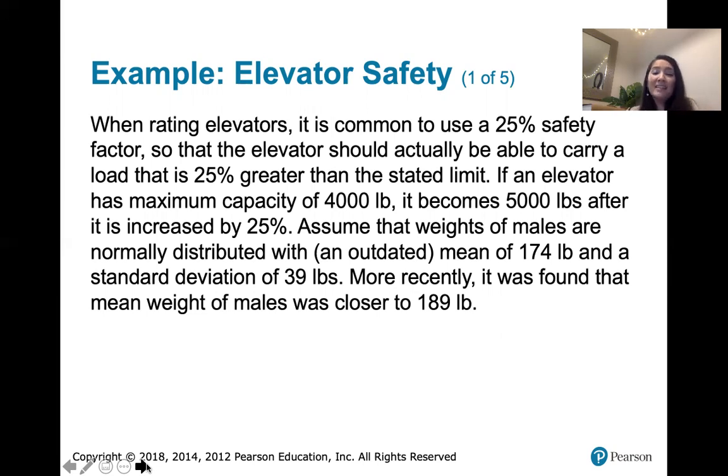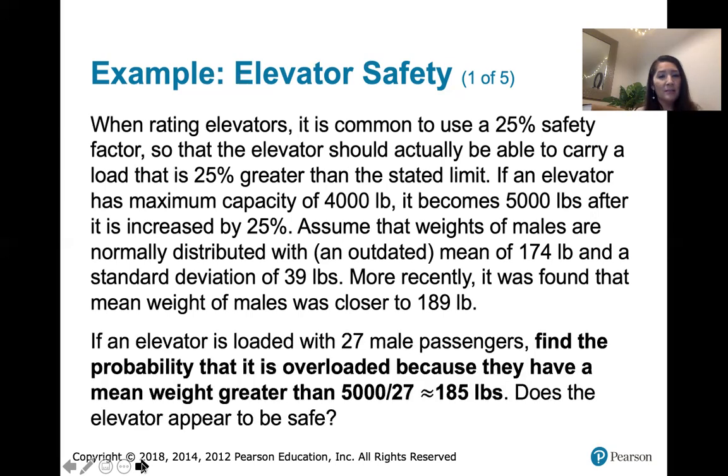So we're going to make this assumption, but it's probably not a good idea because this mean is outdated. Men don't weigh an average of 174 pounds anymore. More recently, it was found that the mean weight of males was closer to 189 pounds. The question says this: if an elevator is loaded with 27 male passengers, find the probability that it is overloaded because they have a mean weight that's greater than that 5,000 divided by the 27 passengers. It's approximately 185 pounds. The question says, does the elevator appear to be safe?